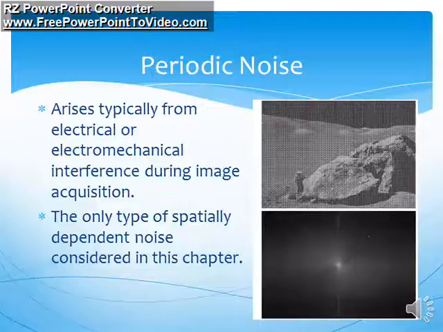Now, this is the only type of spatially dependent noise considered in this chapter. This is a special type of noise, and it generally happens if there is some electrical or electromagnetic interference.